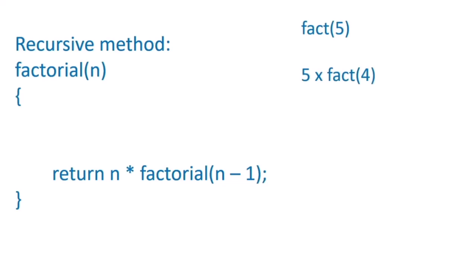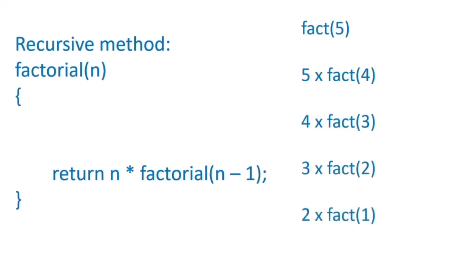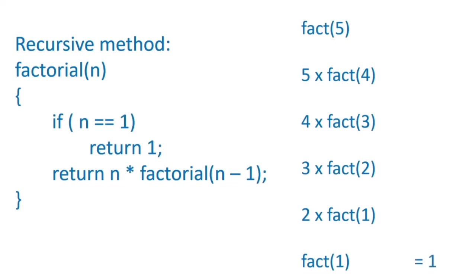Again, our function goes to factorial of 4. We will get 4 multiplied by factorial of 3. And similarly for 3, we will get 3 multiplied by factorial of 2. And for 2, we will get 2 multiplied by factorial of 1. Now comes the factorial of 1. We know that the value of factorial of 1 is equal to 1. So in our function, we will write a base condition: if n is equal to 1, return 1. So our factorial of 1 will return 1.